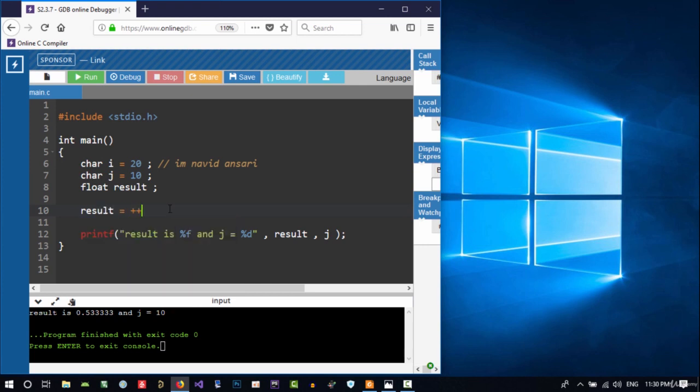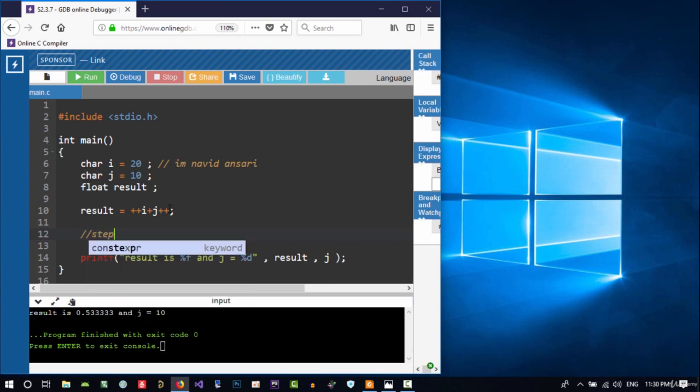So let's write the last example code here, J++. What will happen here? We can show it here. First, step 1, let's write it here for you to see. Step 1 is, from left to right, it will be executed.